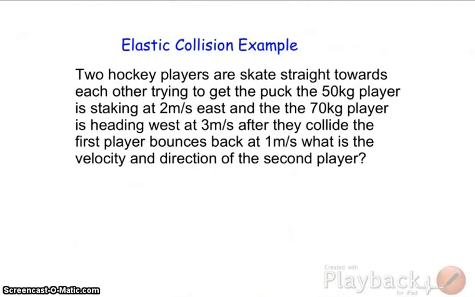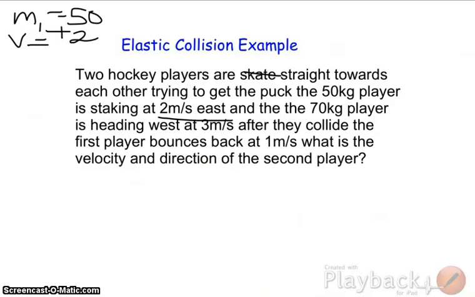Let's look at an example. Elastic collision. Two hockey players are skating straight towards each other, trying to get the puck. A 50 kilogram, so I'm going to make him our M1. It doesn't matter which one's M1 and which one's M2, as long as you're consistent. In this case, M1 is going to be the 50 kilogram player, and he's going 2 meters per second east. So velocity of positive 2.